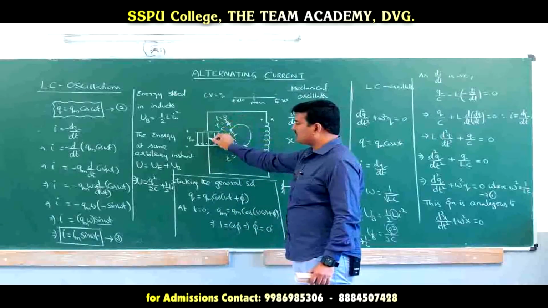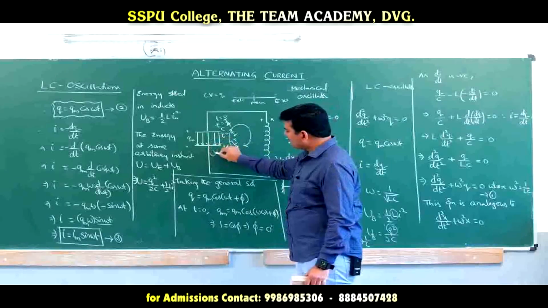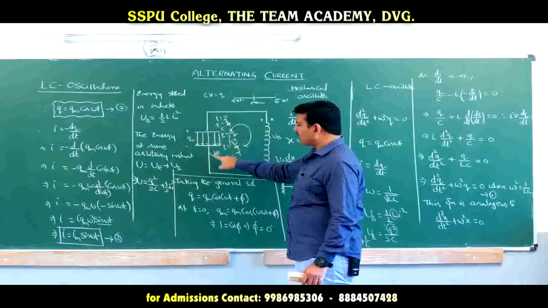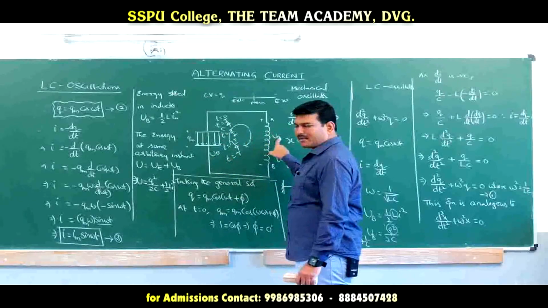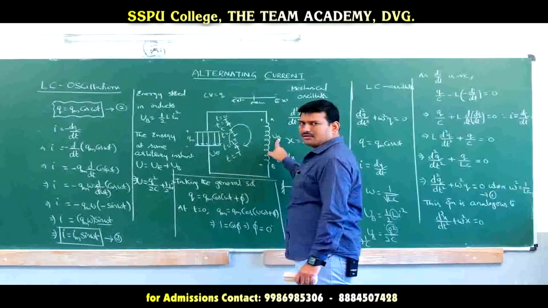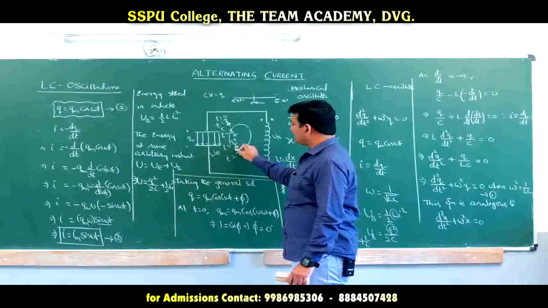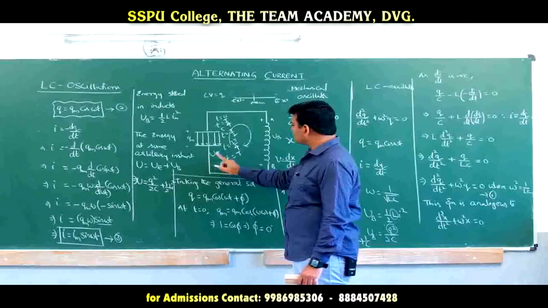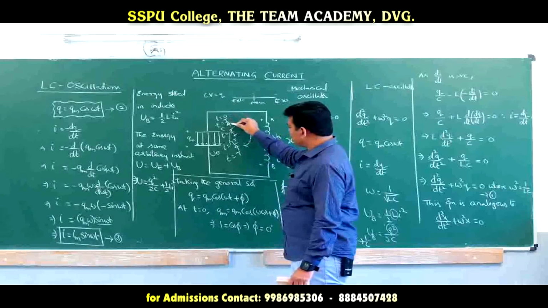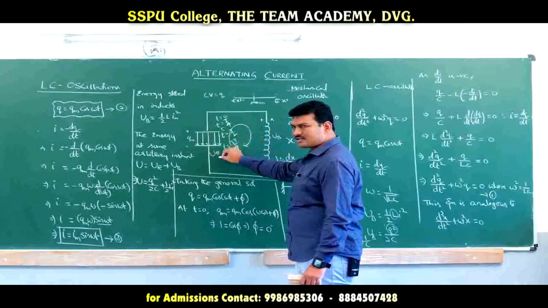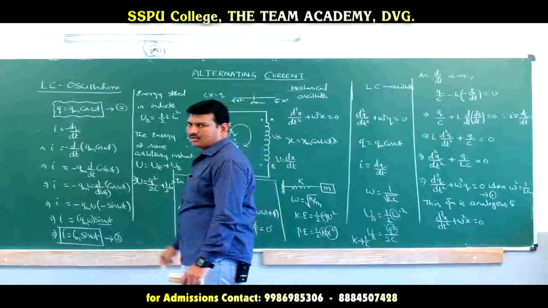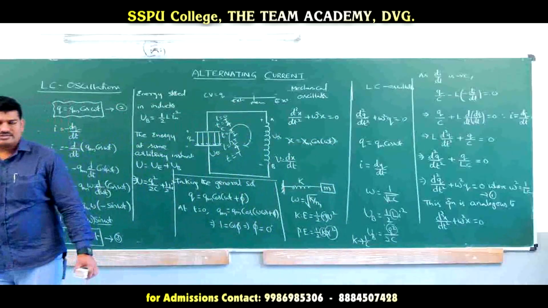At T equal to 0, electrical energy is there, magnetic energy is 0. At T equal to T by 4, electrical energy is 0, magnetic energy maximum. At T equal to T by 2, electrical energy is maximum, magnetic energy 0. At T equal to 3T by 4, electrical is 0, magnetic is maximum. At T equal to T, this is maximum and this is 0. This is about the LC oscillations.